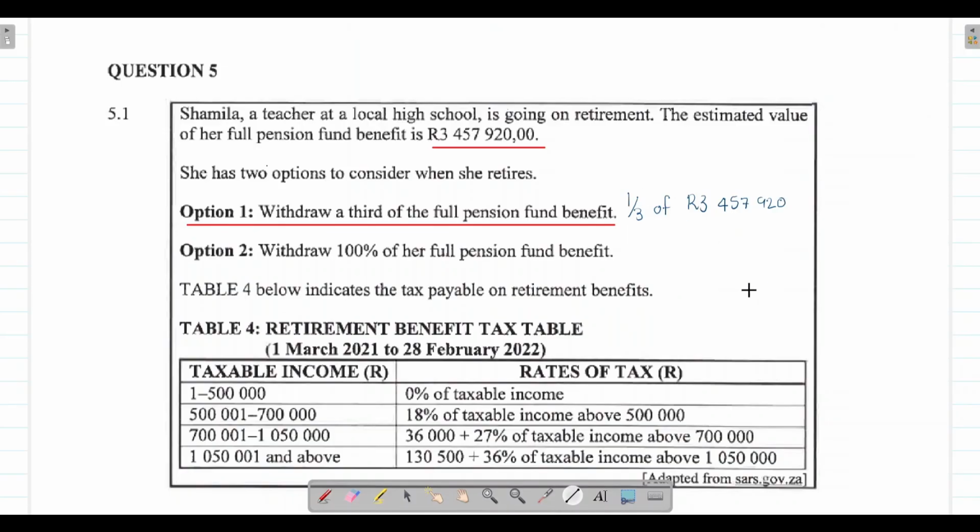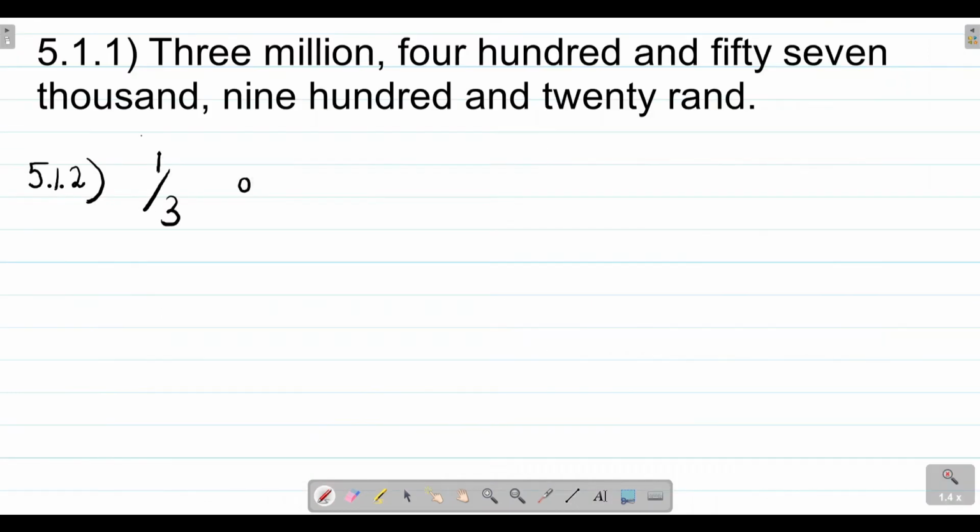So it tells us the amount of money that she will get if she chooses the first option is a third of the 3,457,920. So we need to write that down. A third of 3,457,920. Okay, so that is how much she will get if she chooses the first option.